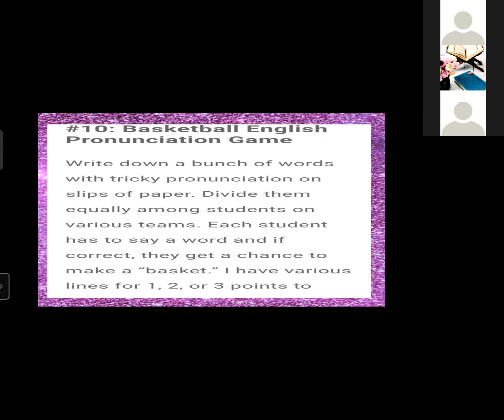Okay, so write down a bunch of words with tricky pronunciation on slips of paper. Divide them equally among the students on various teams. Each student has to say a word, and if correct, they get a chance to make a basket. I have various lines for 1, 2, 3 points. So you can play it in different ways.